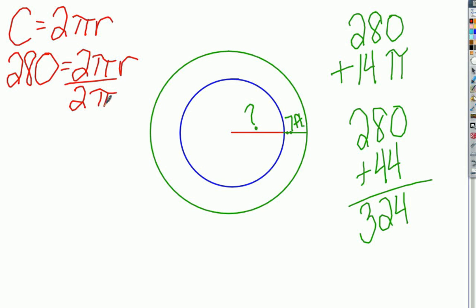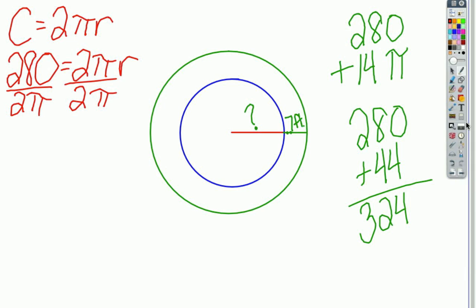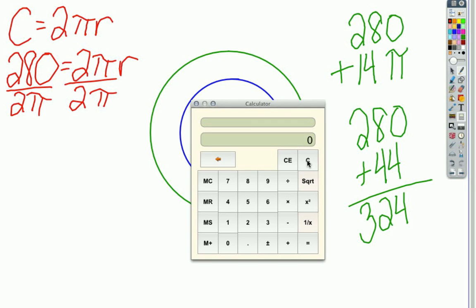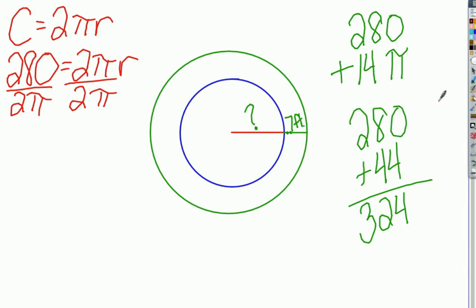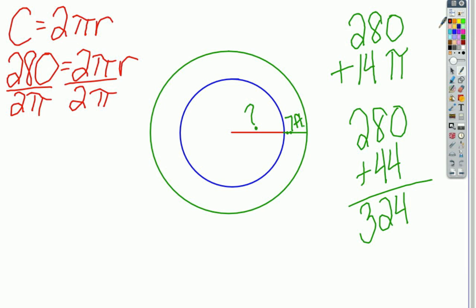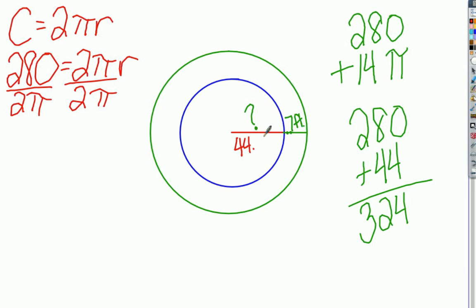Divide by 2 pi. Pi we already know is 3.14, so take out your calculator. 2 times 3.14, so 6.28. 280 divided by 6.28, that's not an 8. 280 divided by 6.28 is 44.59. So we now know this number that was missing right here is 44.59 approximately, the radius.